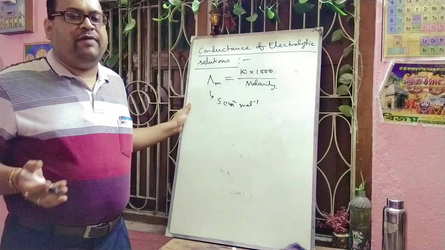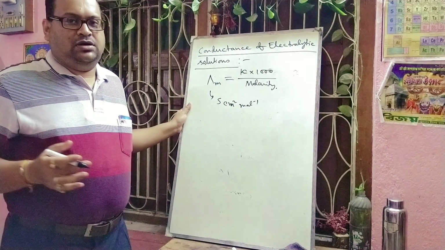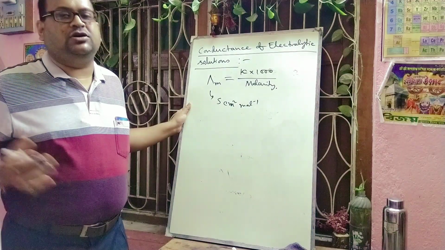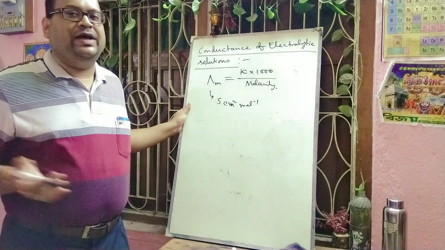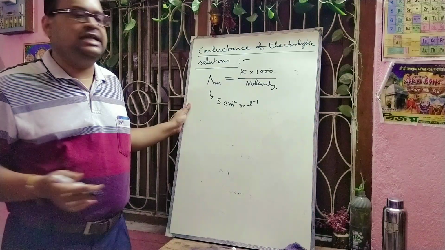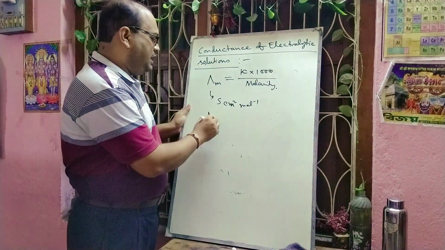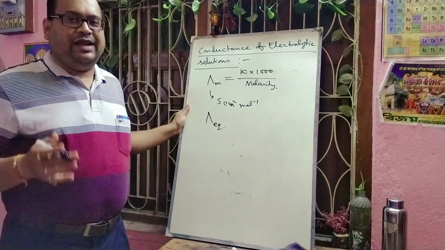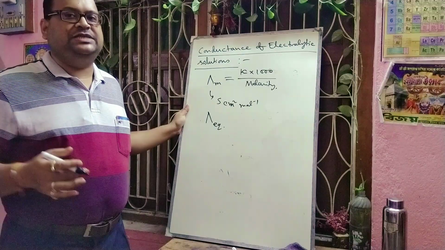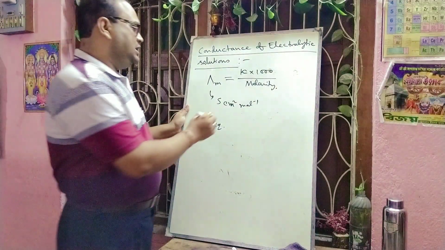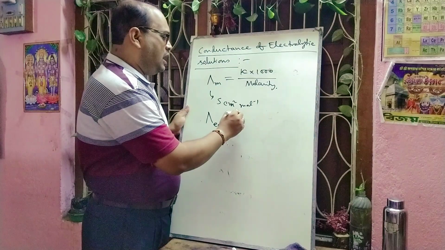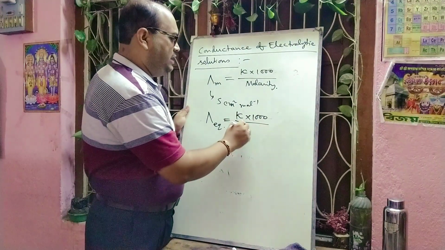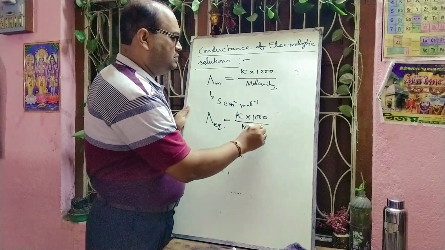Now the conducting power of all the ions produced by dissolving 1 gram equivalent of an electrolyte in a solution is known as equivalent conductance, and it is generally represented by lambda EQ. The equivalent conductance can be related with the specific conductance as lambda EQ is equal to kappa into 1000 divided by normality.